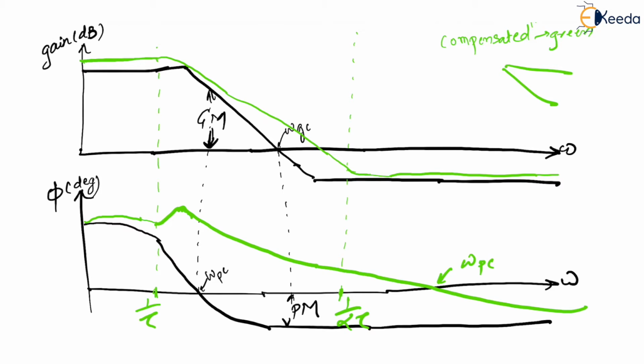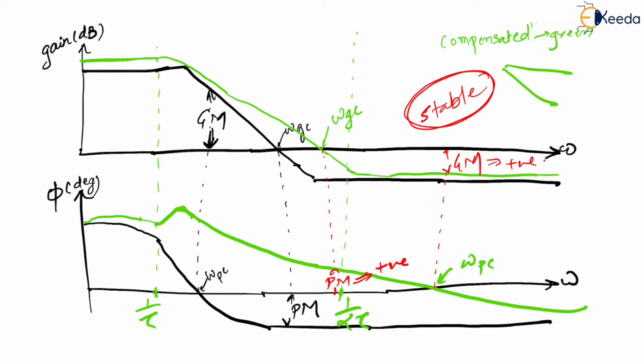right? And this is your new omega GC. Now, at this omega GC, if you take it down this way, what is the PM? This becomes your PM, and this PM is positive. Similarly, for this omega PC, this becomes your GM, and this GM is also positive. What does this mean? It means that your unstable system has now become stable. Getting my point? This is the magic trick which I was talking about. Magic trick, nothing but the compensator only. How it has happened, we have seen this.